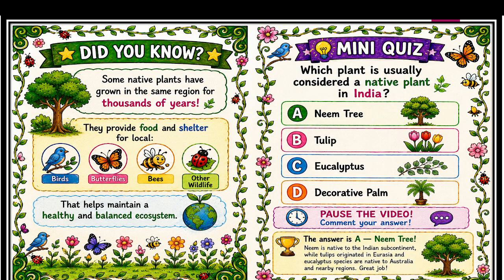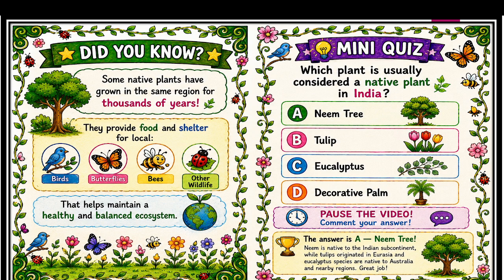This is the final border close up. You can make any border, but this is the picture border that we have shown from the first image to the last image. Now the fact time. Quick facts. Some native plants have been growing naturally in the same region for thousands of years. They can provide food and shelter for local birds, butterflies, bees, and other wildlife. So when we protect native plants, we are not just protecting plants, we are protecting their tiny neighborhood too.